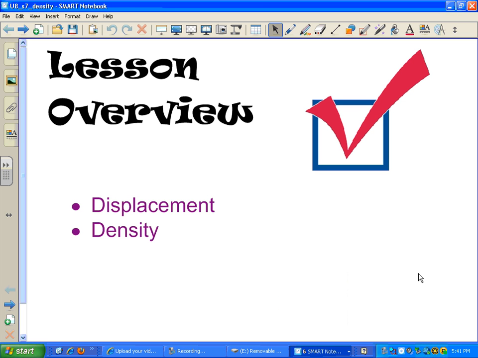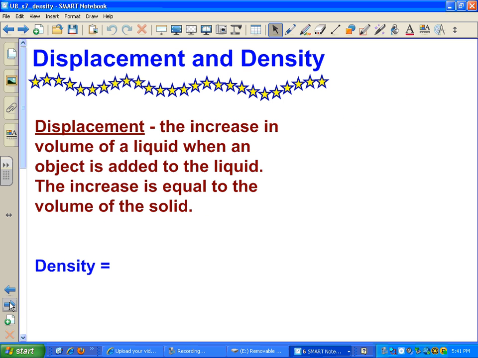In this video, we are going to explore some mathematical concepts called displacement and density. So let's go ahead and take a look. Well, displacement is the increase in volume of a liquid when an object is added to the liquid. The increase is equal to the volume.